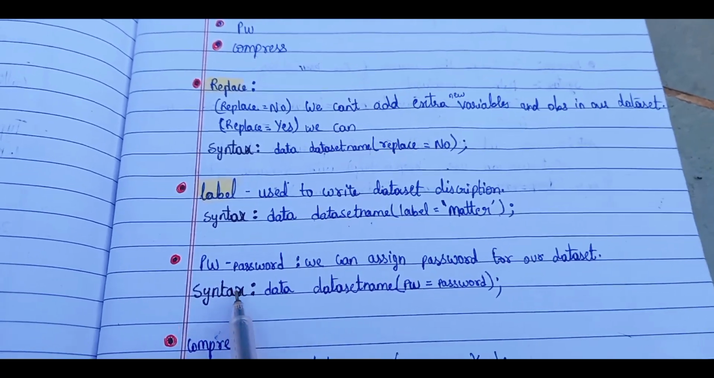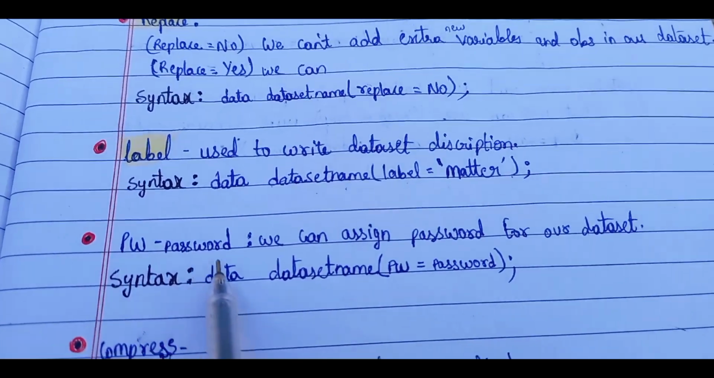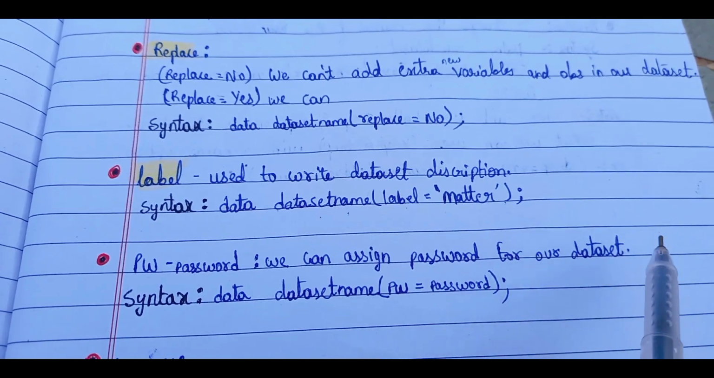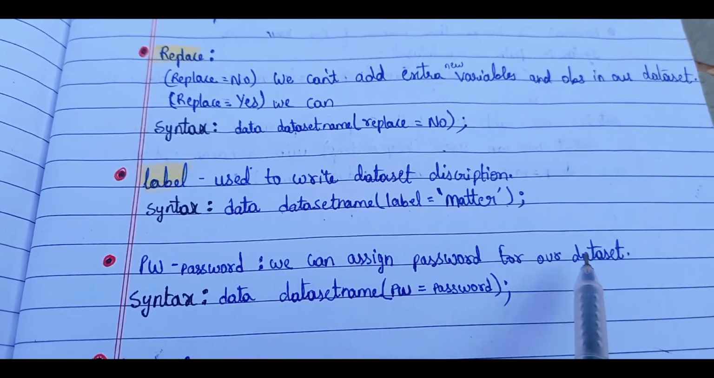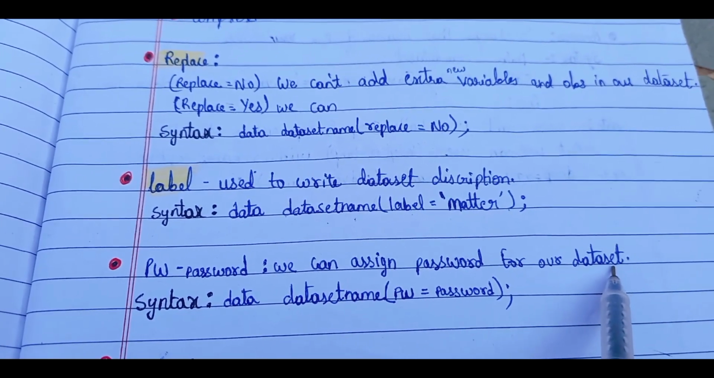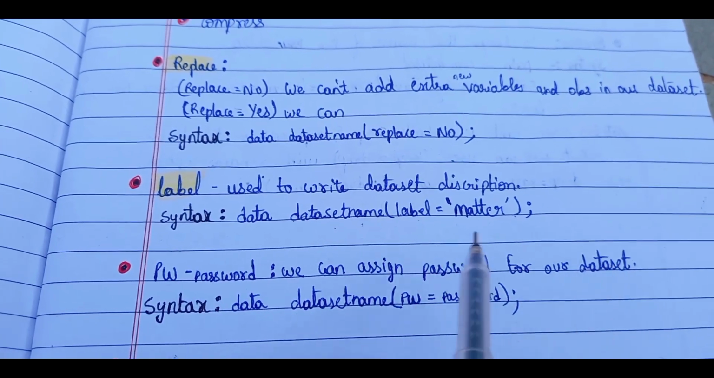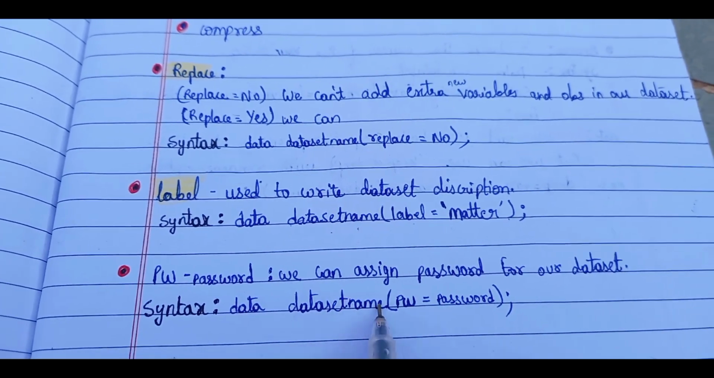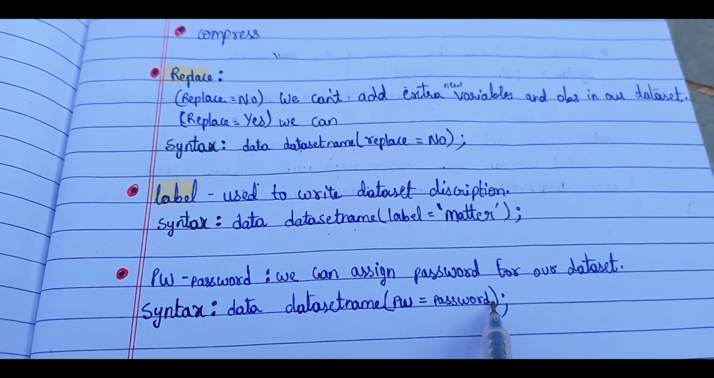Then PW is nothing but password, so we can assign a password for our data set. A data set is what? A table, no? It is a combination of rows and columns. Syntax: data set name, PW equals any password you can give.